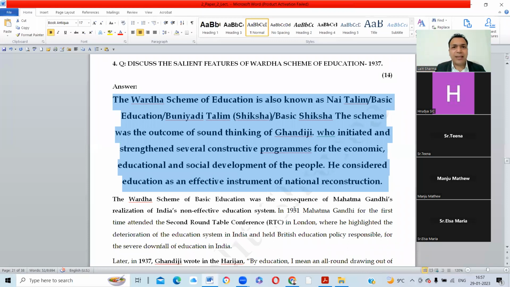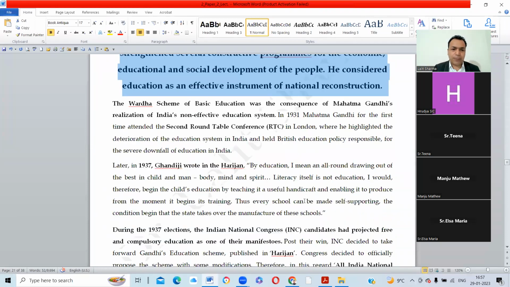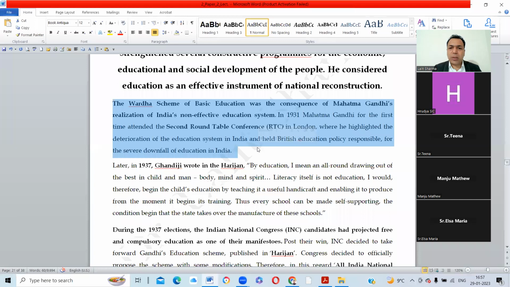The main thing is to give the student at least one skill, so that when he leaves school after the 10th or after the +2, he can earn his bread and butter. So what was the Wardha scheme of education? First of all, you have come to know that the Wardha scheme of education is also known as Nai Talim, Basic Education, Buniyadi Talim, right? The Wardha scheme of education was a consequence of Mahatma Gandhi's realization of the ineffectiveness of India's education system.